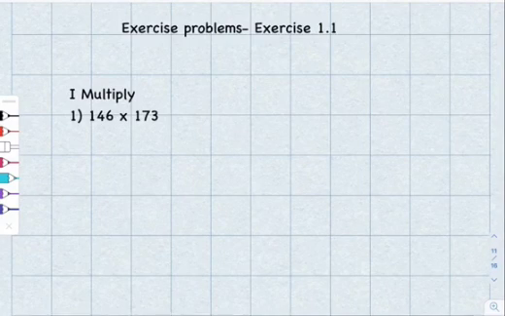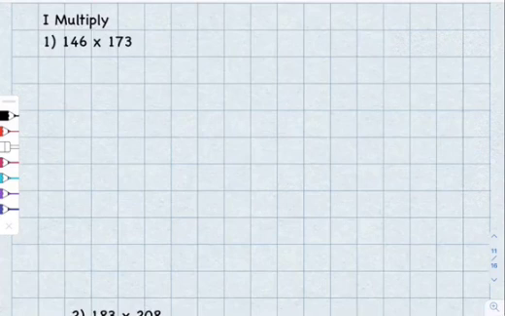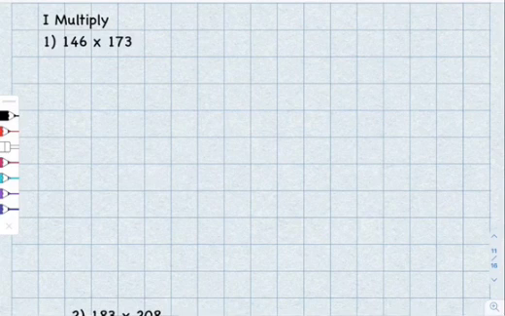Now with all the different types of problems which we have learnt, we'll try to solve a few exercise problems, children. These are problems from exercise 1.1. I have just picked a few of them randomly. To start off, the first problem, 146 into 173.